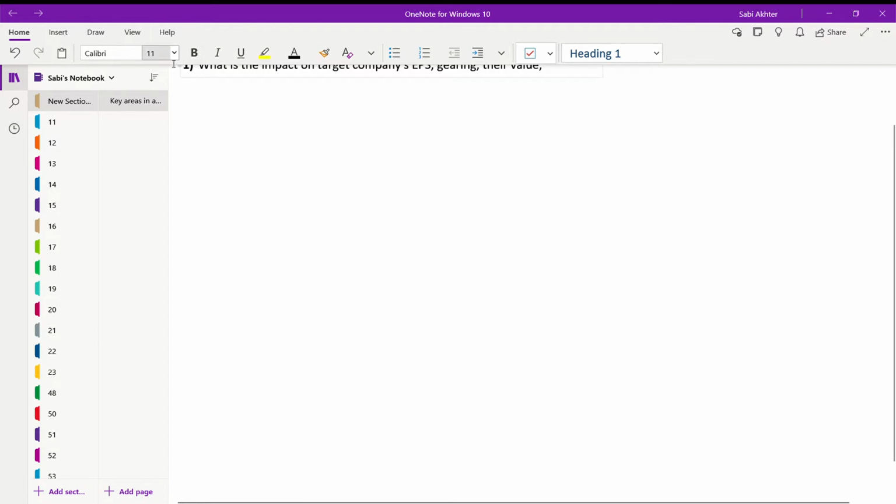First, let me change the font size. Let's keep it 16. Oh damn, 16 is too small. How come? So definitely we'll keep it as 24.